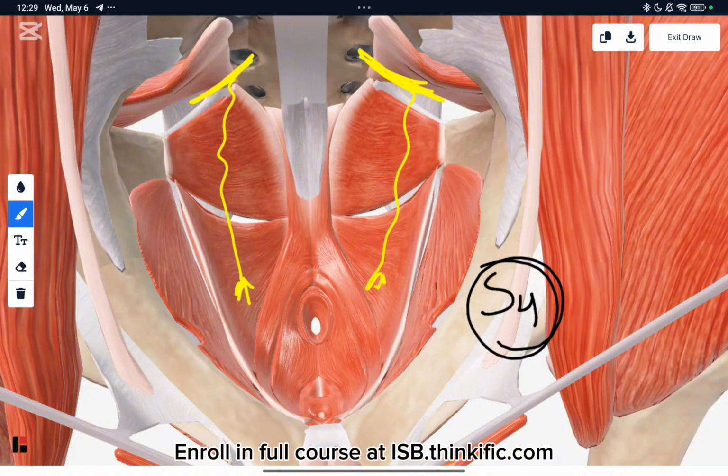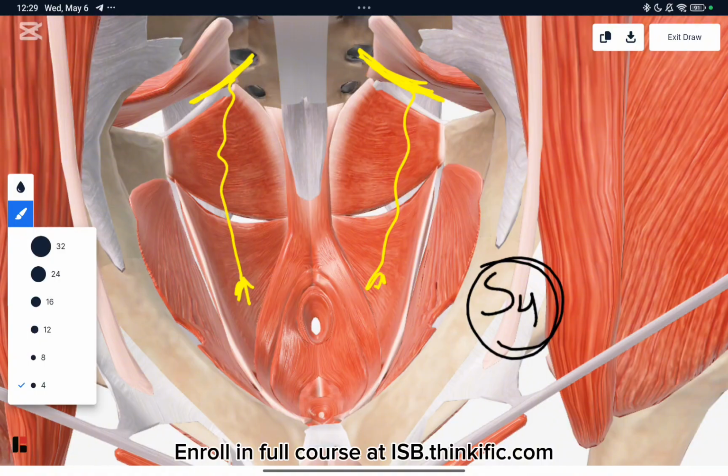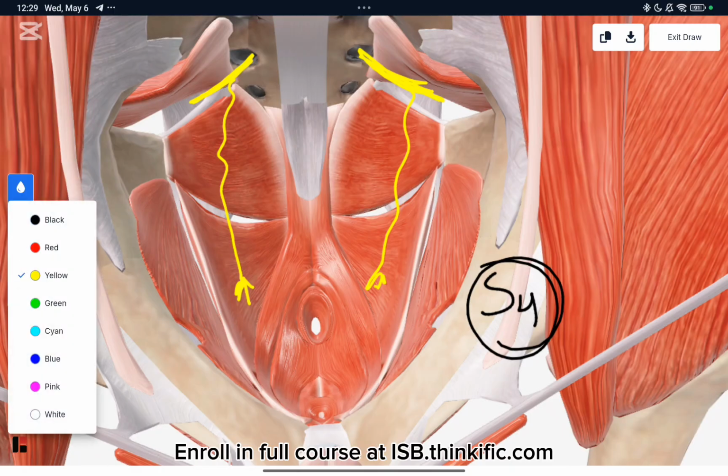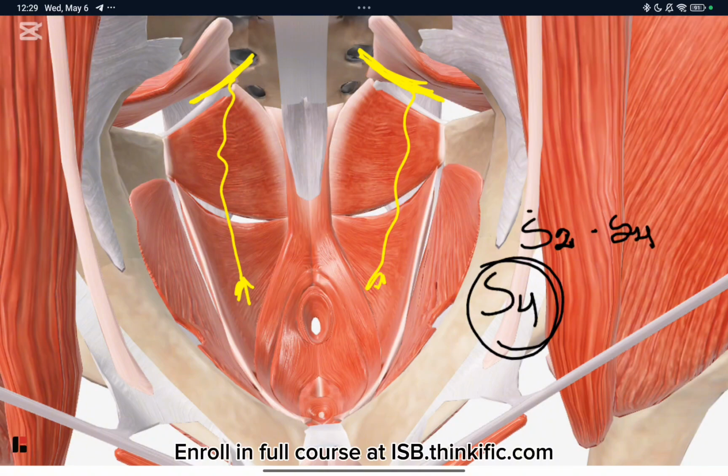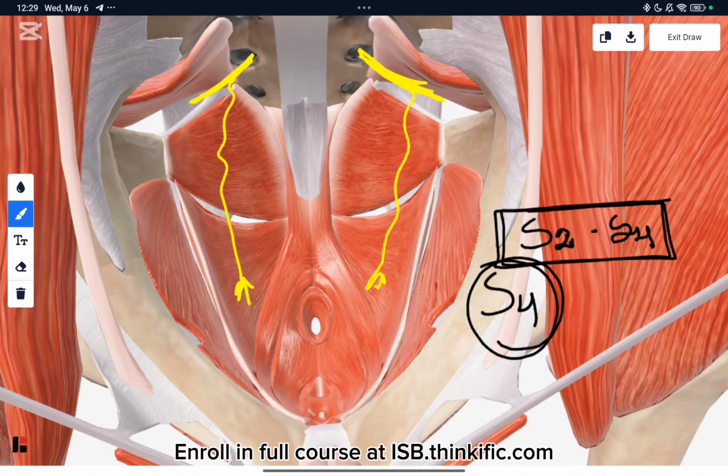There is also contribution from the pudendal nerve, which brings in fibers from S2 to S4, right? Pudendal nerve root value is S2 to S4. So it also brings in some fibers from there.